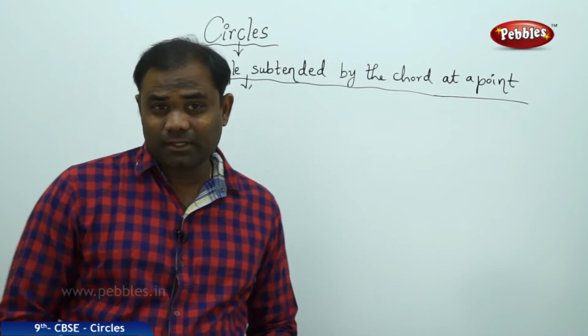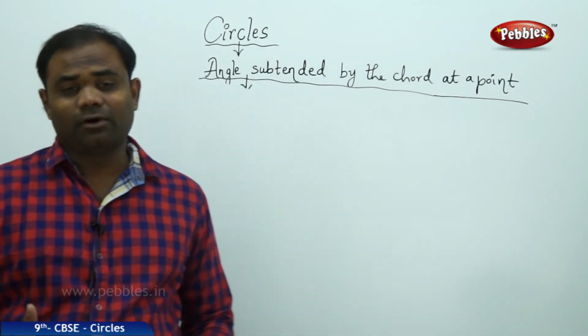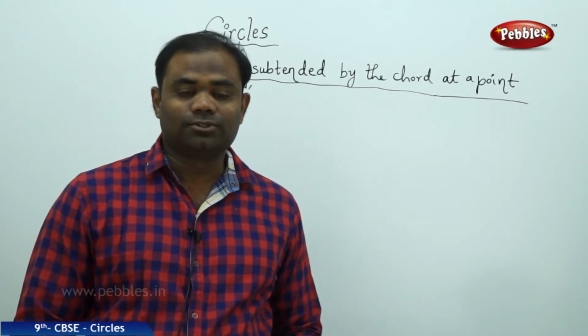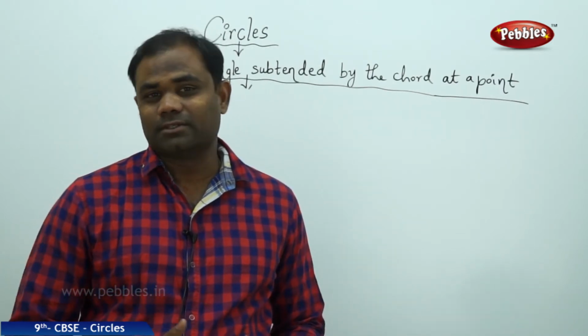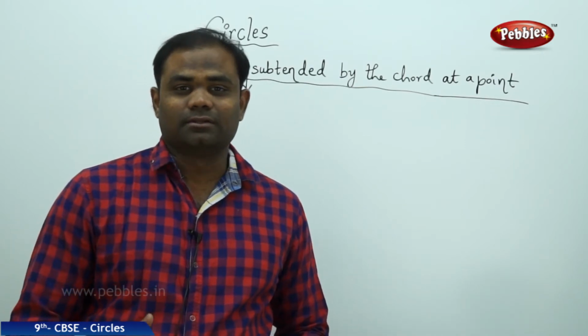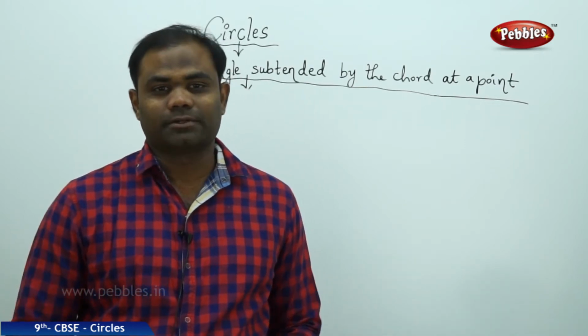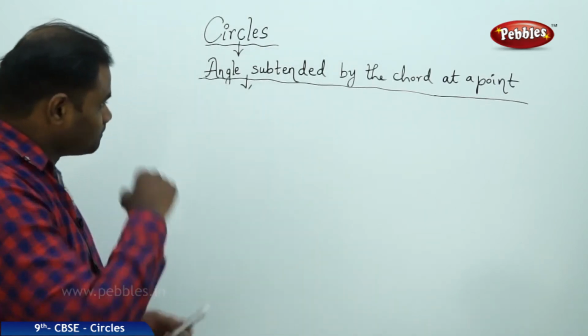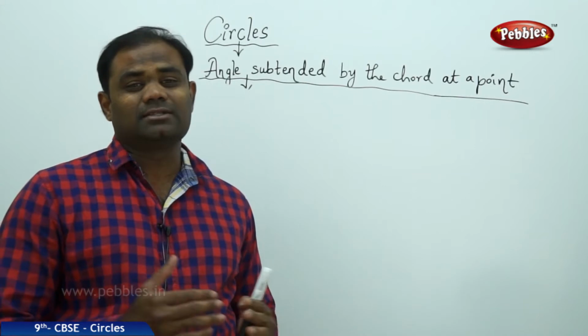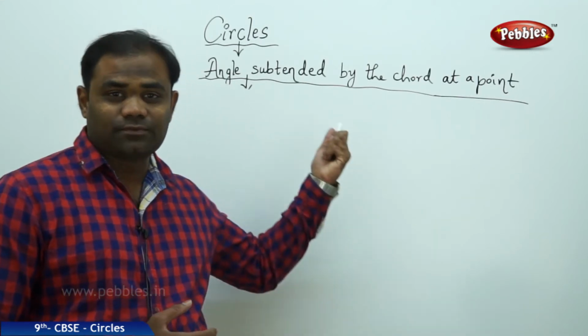Now that we have understood the definition of angle subtended by the chord at a point through the geometrical understanding of the circle, let's see some extended properties connected with angle subtension. So the first property which connects the chord and the angle subtended by the chord is as follows.